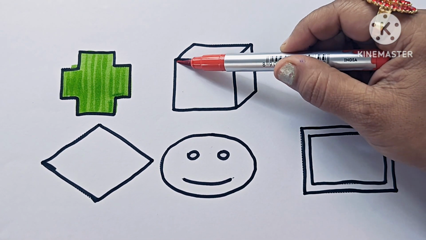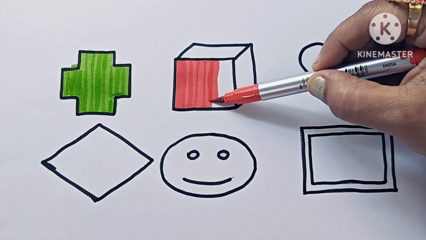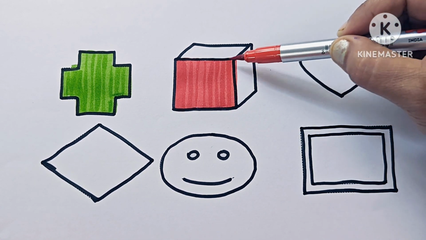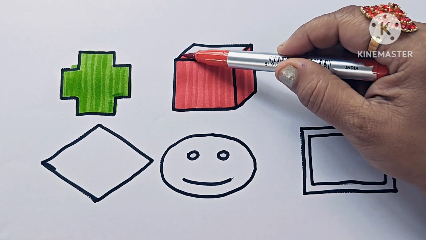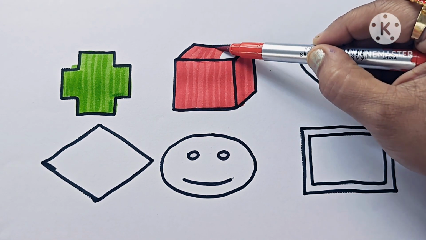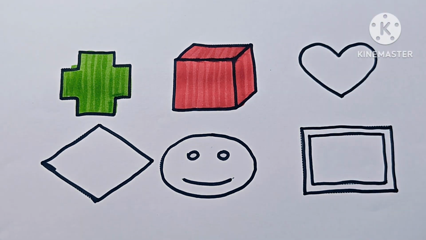Red color. This is cube. It is 3D shape. It has 6 faces, 12 edges and 8 corners. It is a 3D shape and it can slide. Ice cubes and ice looks like cube.